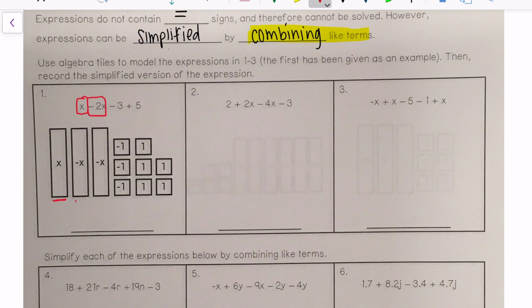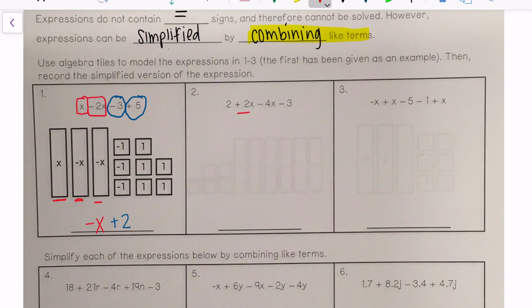Okay, and I did use some algebra tiles just to help you. So if I have an x and I take 2 x's away, how many do I have left? I have negative x. Then I'm going to change colors here and I'm going to put a circle around my constants. 5 minus 3, I know, is 2. Positive 2.